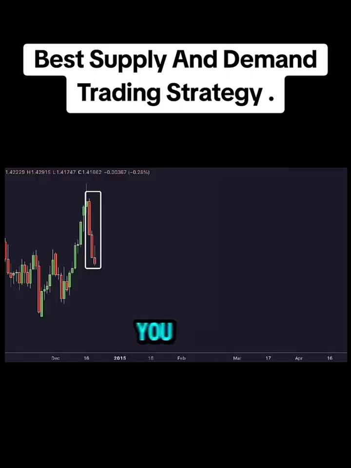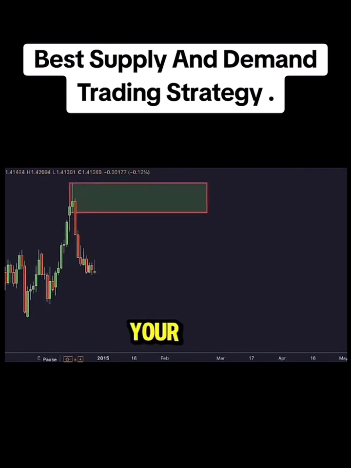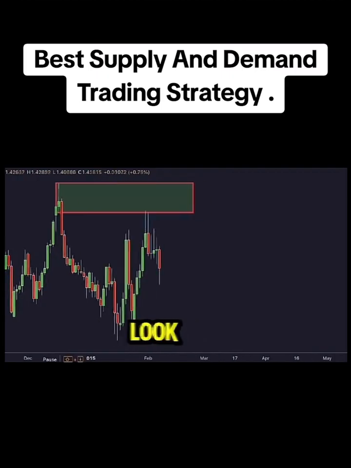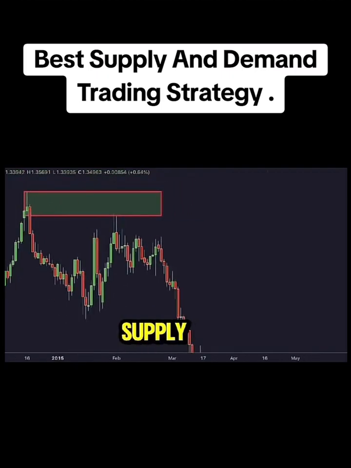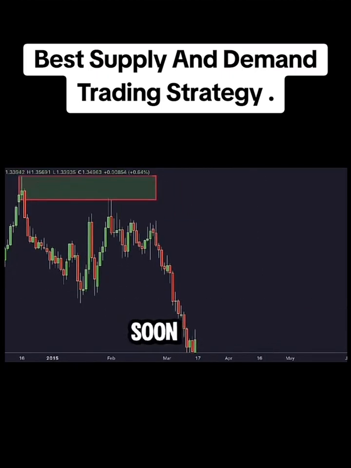On the flip side, if you see 3 red momentum candles, this indicates a supply zone. You would then find the last green candle before the drop, draw your box, and create your supply zone. When the price revisits this zone, look for signals to enter a sell trade. Trading supply and demand zones isn't about jumping in as soon as the price hits the zone. Instead, it's about waiting for confirmation.